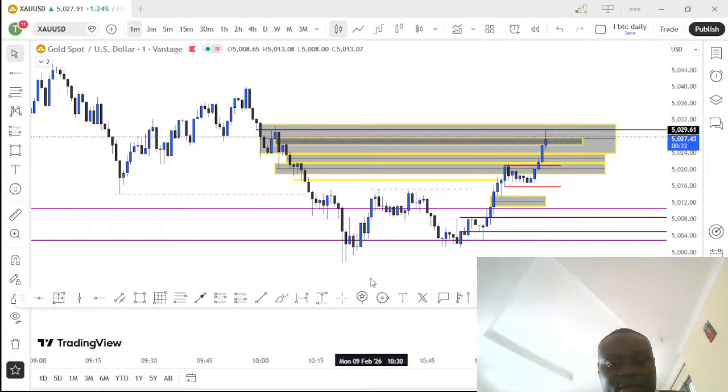Okay, inside here also we have a fair value gap. You can see here we have a fair value gap there inside. Price is back again. Let's watch.